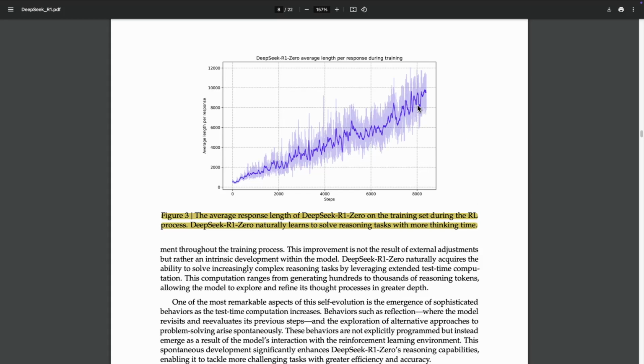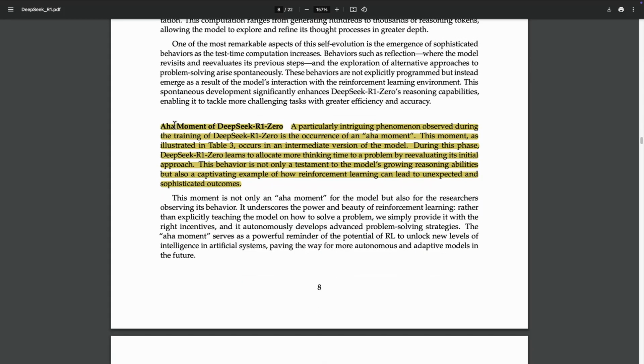And we have seen this before, right? The OpenAI models and some of the results that they have shown also show something quite similar, right? The more the model spends on thinking, the better it gets at some of these reasoning tasks. So the aha moment, I think, was interesting. They shared that a particularly intriguing phenomenon observed during the training of DeepSeek-R1-0 is the occurrence of an aha moment. This moment, as illustrated in table 3, occurs in an intermediate version of the model.